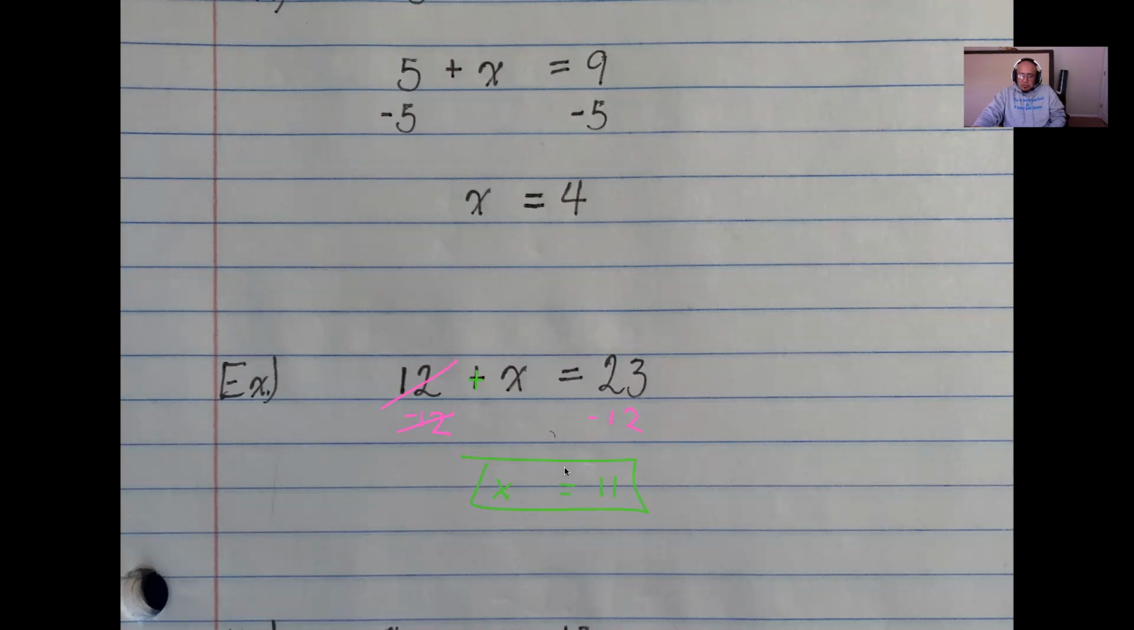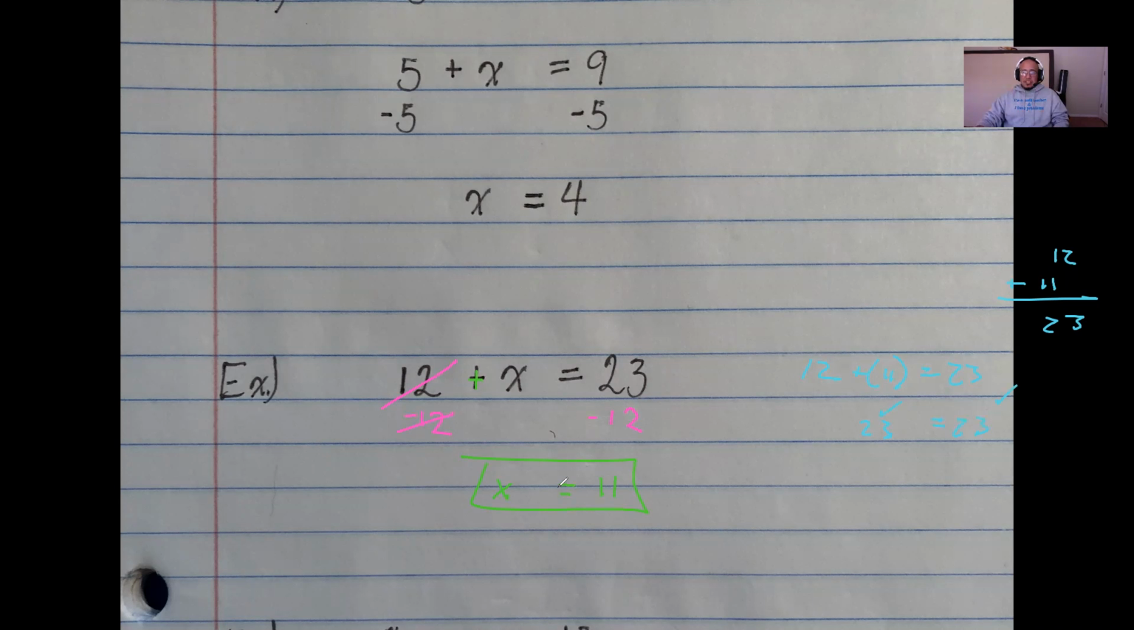How can I check it? Well, let me put the 11 back into the equation. Is 12 plus 11 equal to 23? Well, let's try it out. 12 plus 11. 1 plus 2 is 3. 1 plus 1 is 2. Ladies and gentlemen, it checks out. This is a true statement. x is equal to 11.